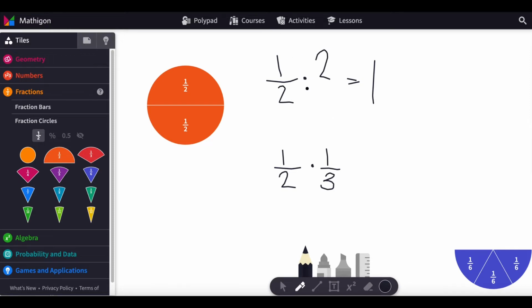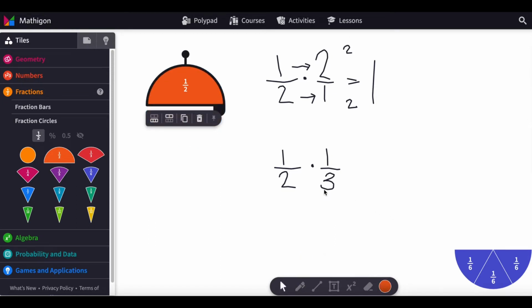How we could do that with the math is 2 is the same as 2 over 1, because 2 divided by 1 is still 2. And then if you multiply straight across, 1 times 2 is 2, and 2 times 1 is also 2. And 2 halves is 1 whole, or 2 divided by 2 is 1.